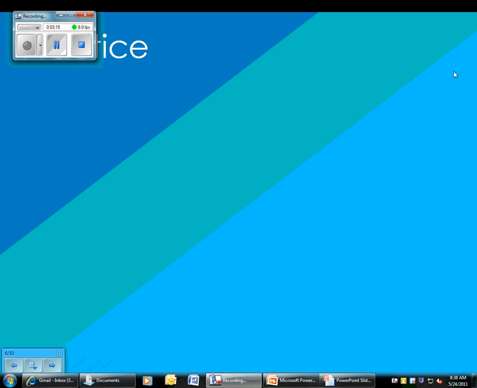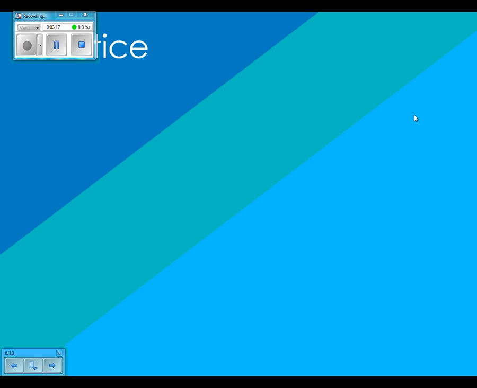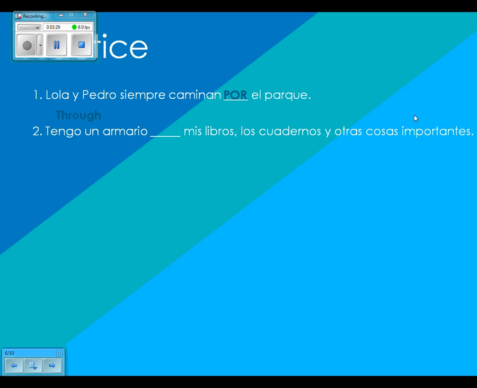Now let's practice with por and para. Number 1. Lola y Pedro siempre caminan blank el parque. Por, through. It's through because Lola and Pedro always walk through the park. Number 2. Tengo un armario blank mis libros, los cuadernos y otras cosas importantes. Para, purpose of. It is para because the purpose of the locker is for the books, notebooks, and other important things.